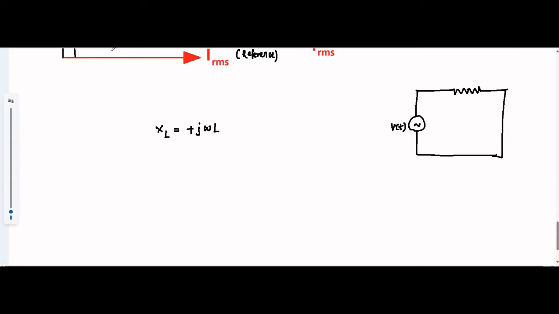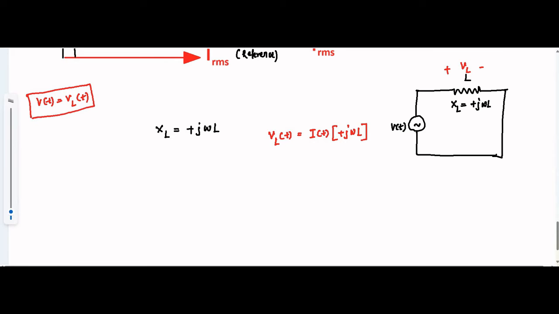The applied voltage is Vt. This is the inductor with self inductance L, and with inductive reactance XL equal to plus j omega L. Now the voltage drop across the inductor is given by I into plus j omega L. Now if we apply KVL in the closed loop, as per Kirchhoff's voltage law, Vt is equal to VLT. So Vt is equal to plus j It omega L.